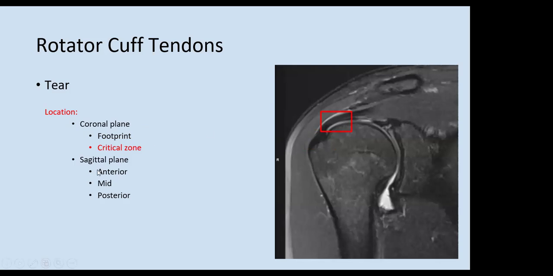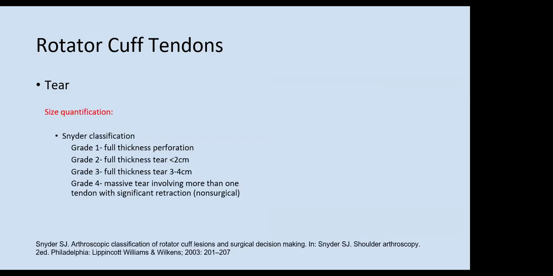On the sagittal plane, you also need to comment on the location of the tear, whether it is in the anterior fibers, in the mid-tendon, or in the posterior fibers. Orthopedic surgeons, where I work, always ask for the location of the tear. So we cannot just say partial thickness articular sided tear. We have to say whether it is footprint, critical zone, anterior fibers, or posterior fibers.